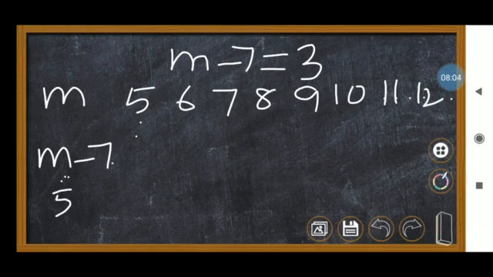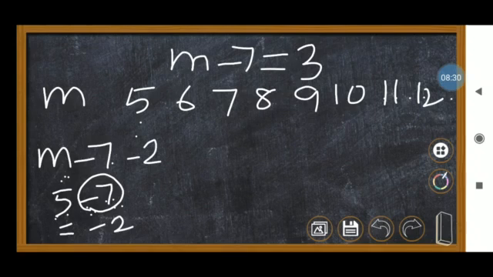5 minus 7 means small number minus big number, so you have to subtract the small number from the big number first. 7 minus 5 is 2, and then you have to put the symbol of the big number, that is the minus symbol. If you subtract a big number from a small number, you have to put the minus symbol. So minus 2. First one, minus 2.